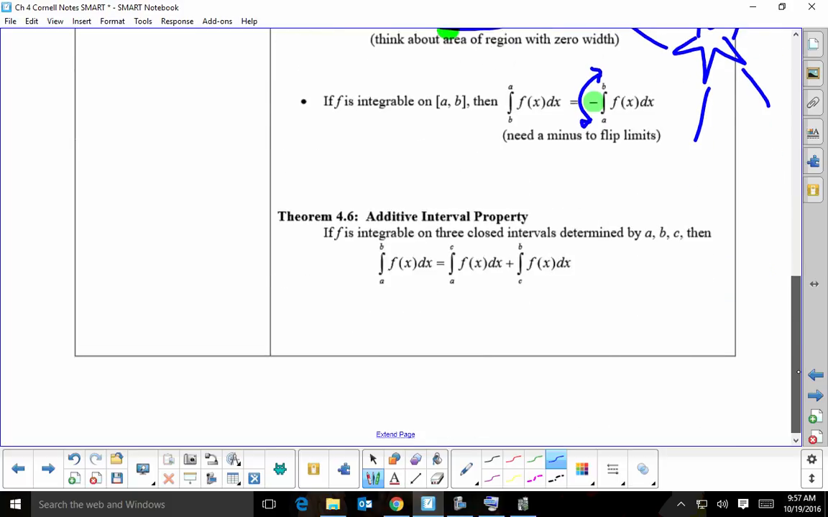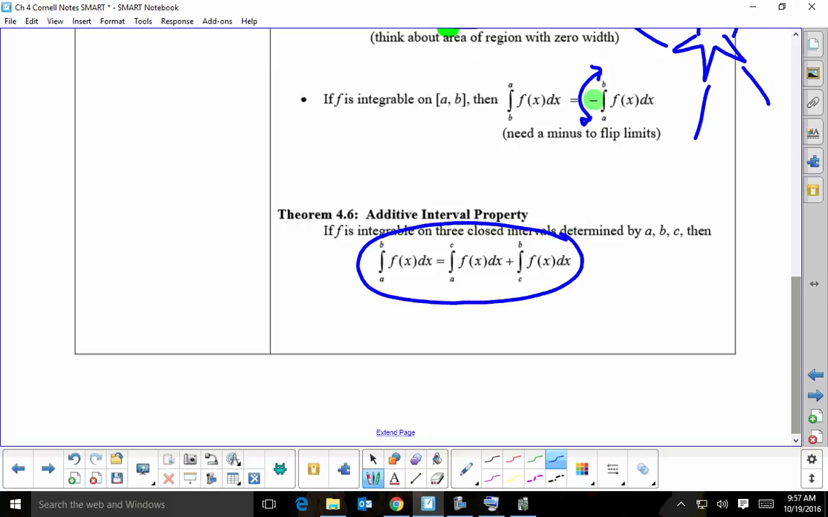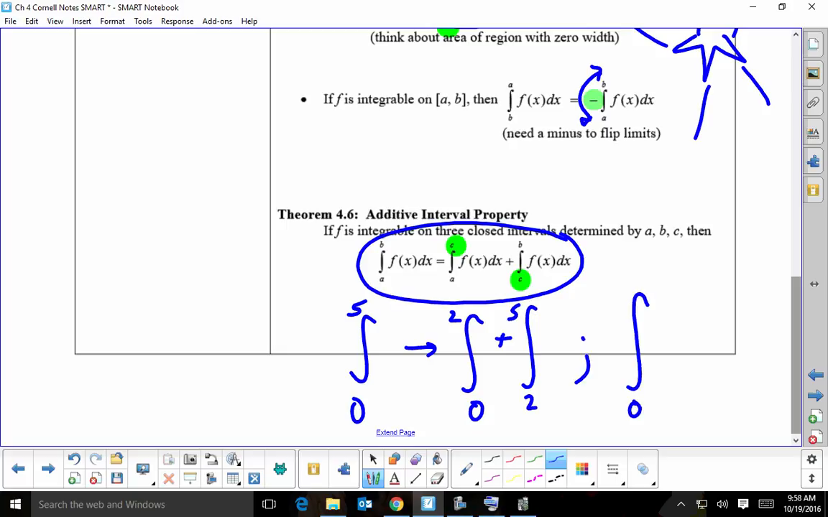And then the third one that's pretty important is if you go from A to B, you can pick any C value to break it up. So let's say that I went 0 to 5. I could break that up and go 0 to 2 plus 2 to 5. Sure. I could break it up and go 0 to -3, even though it's not in the interval, doesn't matter. Plus, where do I have to start now though? -3 to 5. So we can break up this guy with any C value as long as it's the same. And we're still going to get the equivalent amount.